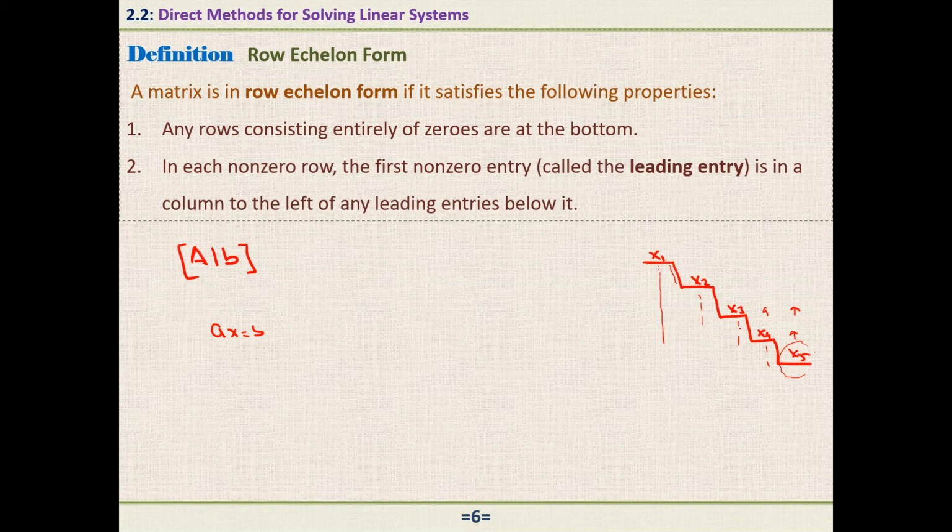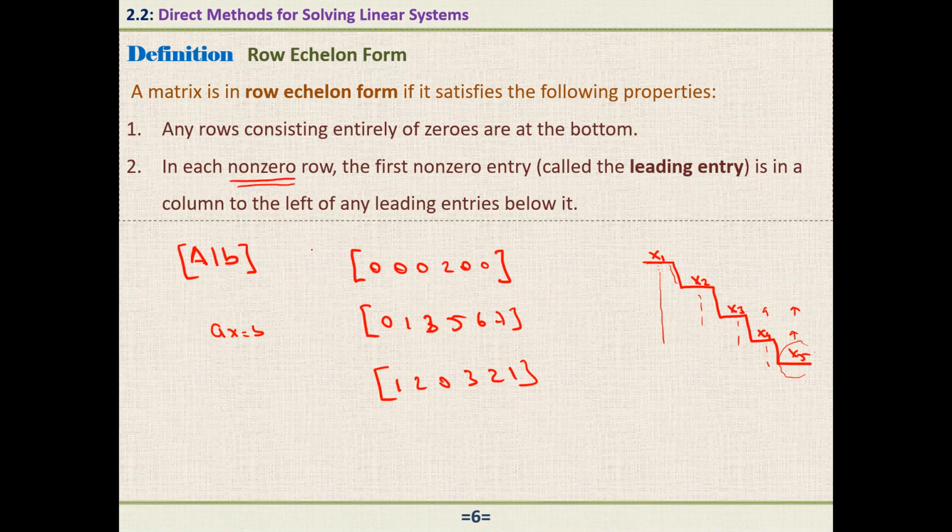Each non-zero row, what does it mean? It means that we have a kind of row matrix. Maybe here we have 0, 0, 0, 2, 0, 0. It may be different. Here we have maybe 0, 1, 2, 3, 5, 6, 7. Maybe here 1, 2, 0, 3, 2, 1, something like this, whatever it is. That means in each non-zero row, at least one entry is non-zero, that's not equal to 0, right?